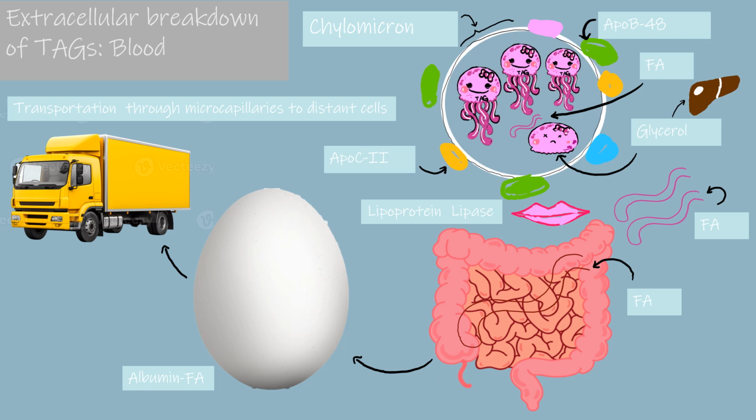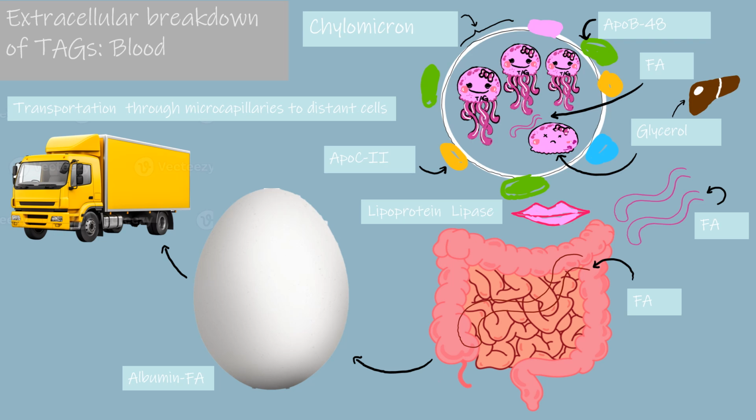Now for the extracellular breakdown in the blood. Again, we have our chylomicron, and our little jellyfish is our TAG, as always. The jelly beans from last time are now ApoC2, indicated in an orange or beige color, and the green is ApoB48. Then we have little pieces of our glycerol and our fatty acids.